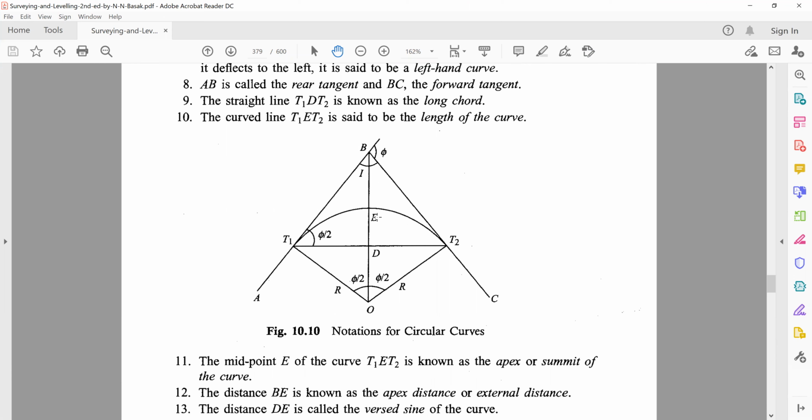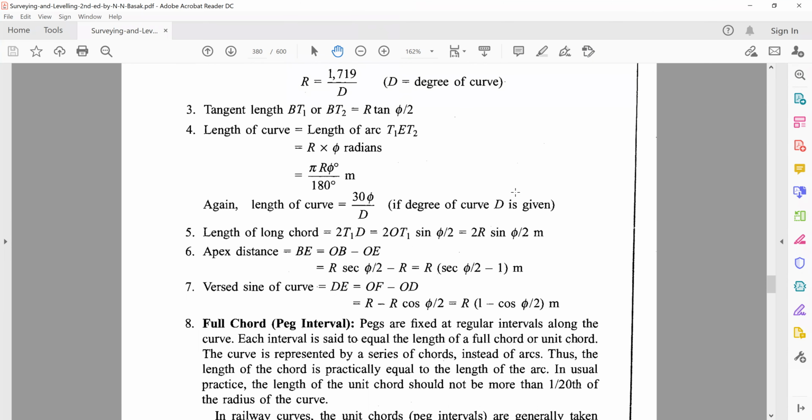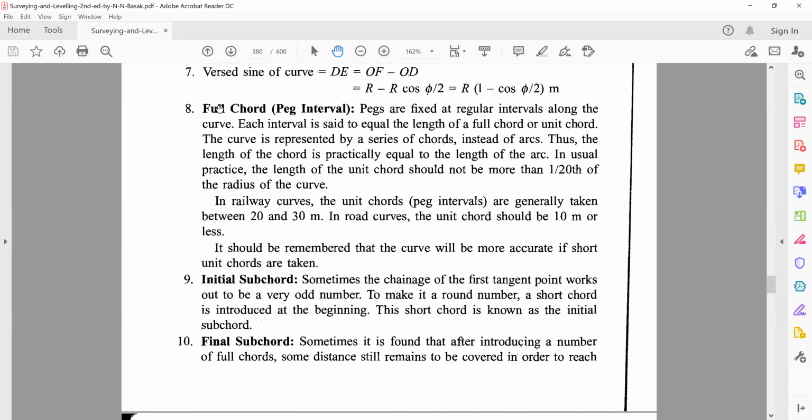These distances, the apex distance BE and the versine of the curve DE, can be very useful in finding out if the work you have done in the field is correct. Once you're done laying out the curve in the field, this can serve as a check. You can quickly calculate the distance BE and compare it with the theoretical value, or calculate the distance DE and compare it with the theoretical value, and you can know if the work is correct. So these are some equations that we would be using in designing the curve. Then we have three definitions: full chord, initial subchord, and final subchord. I'll get to that when we solve the numerical.